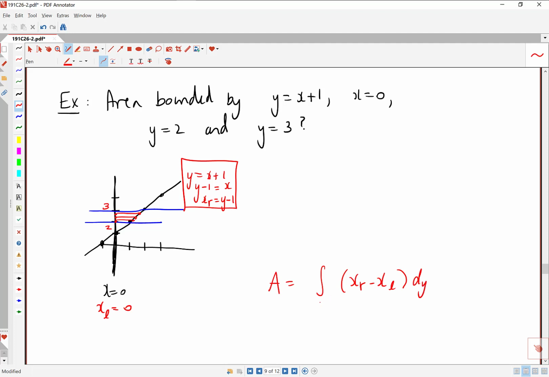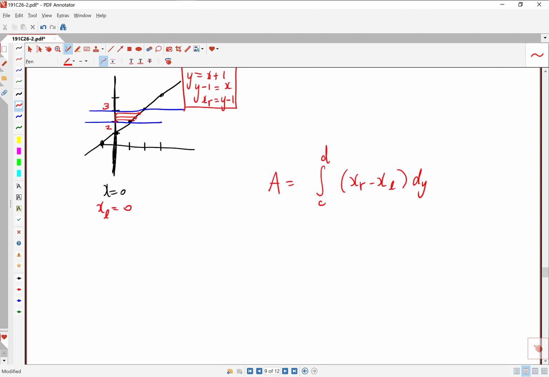And then because we're integrating with respect to y, it's y values that are going to go on the integral. So we're going to integrate from 2 to 3. We've said that x right is y minus 1, x left is 0, and we've already used our y values there. Okay, so x right, y minus 1, subtracting off x left, which is 0, and integrating with respect to y.